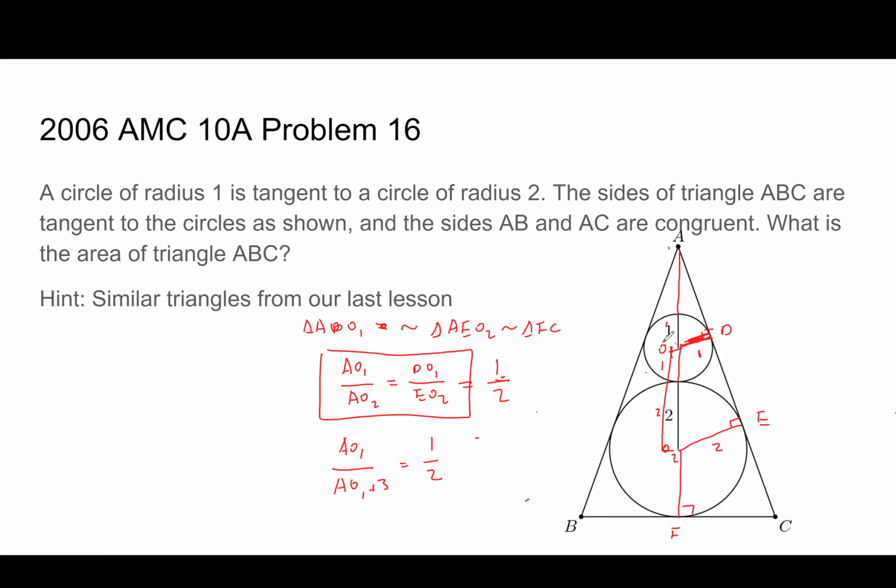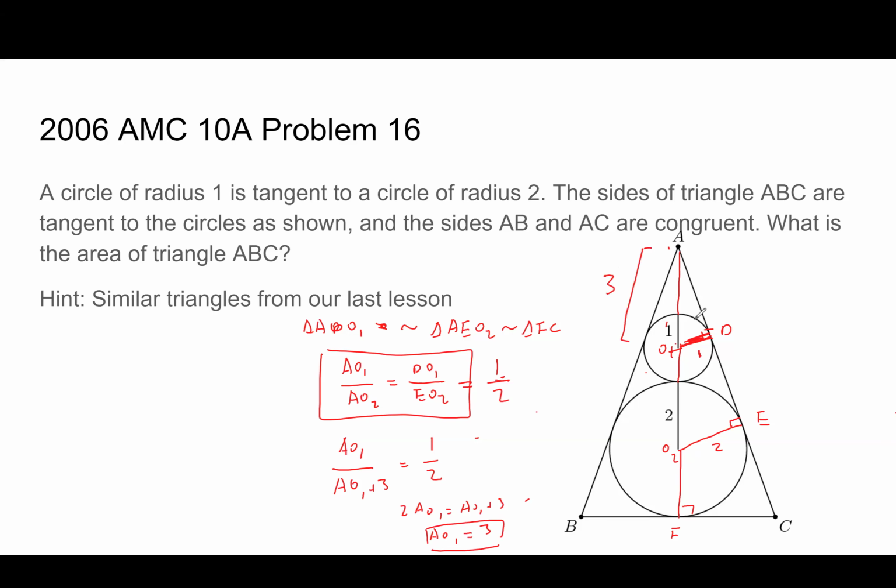So it looks a bit messy. I'm just gonna tidy this. So solving this, right, I could just get 2 AO1 equals AO1 plus 3. So AO1 must be equal to 3. So we know that this length here is equal to 3.